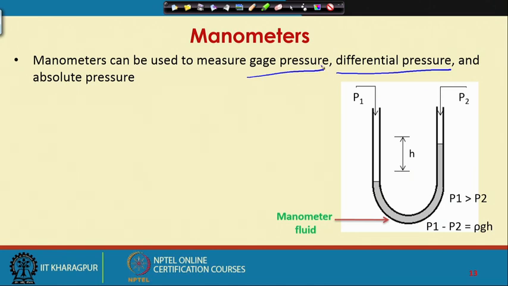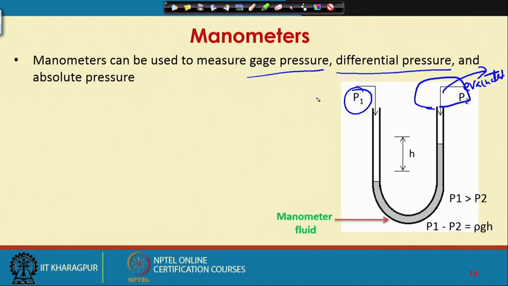And if one limb is connected to vacuum, let us say this is connected to a sealed chamber and I completely evacuate it, then I am measuring absolute pressure. So, manometer can be used to measure gauge pressure, differential pressure as well as absolute pressure.